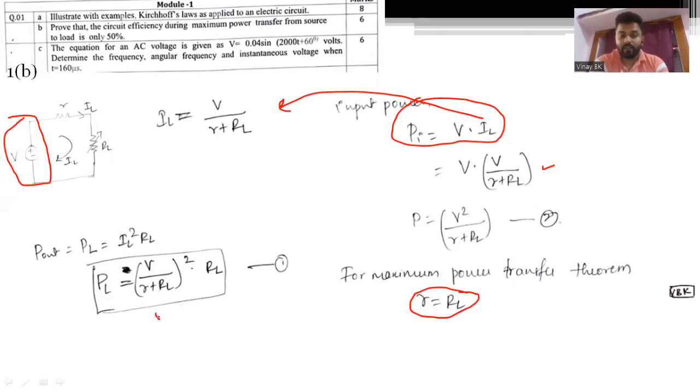That is nothing but you can get here V divided by 4RL square into R. So RL and RL will get cancelled. So you can get V divided by 4RL. Similarly here, what is R equals to RL? So you can write directly V square divided by, so here also square, V square divided by 2 into RL, RL plus RL.